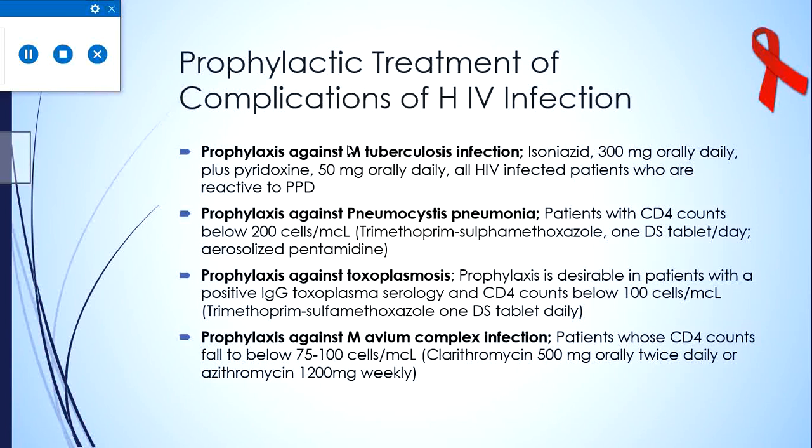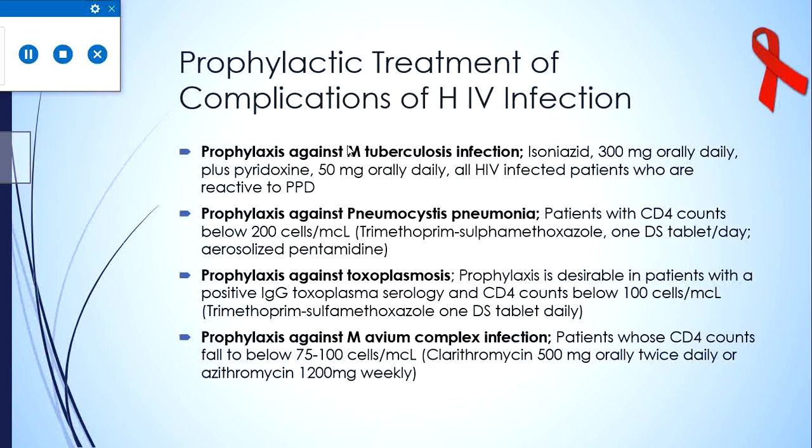Then prophylaxis against pneumocystis pneumonia. Patients should be started on this prophylaxis once the CD4 positive lymphocyte count falls below 200 per microliter. And this is by a combination of trimethoprim sulfamethoxazole, one double strength tablet, which is also known by the trade name Septrin, once a day. The other option is aerosolized pentamidine, which prevents only pneumocystis pneumonia, but does not prevent systemic infection. So the better treatment option is tablets of Septrin once daily.